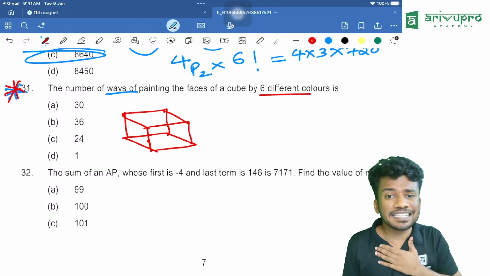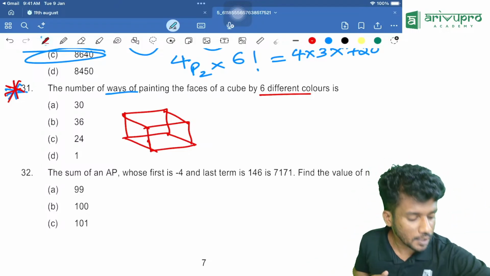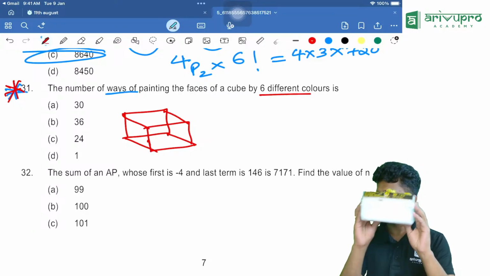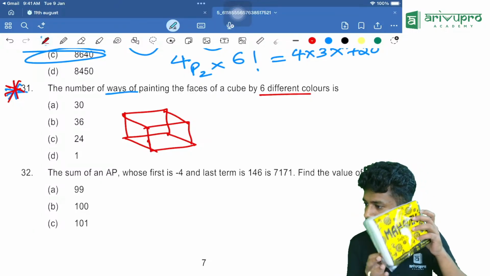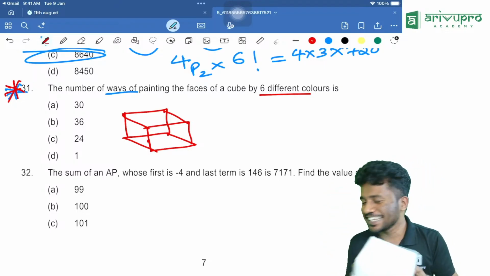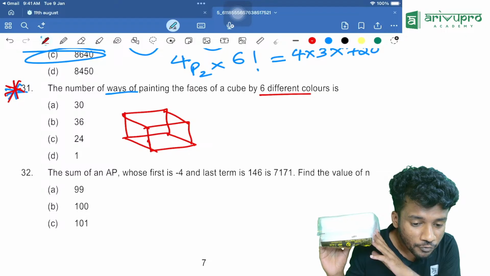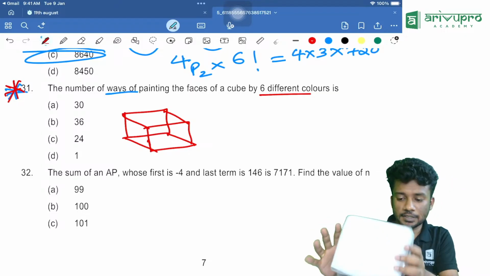So we have 6 colors. Which one shall I take as a cube here? I have a tissue box. People, this looks like a cube, right? Yes, this looks like a cube. Here, sir, it is not 4P2. Just one second, I'll come to that.